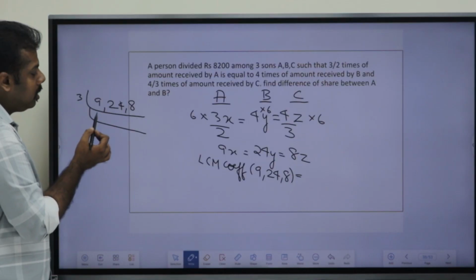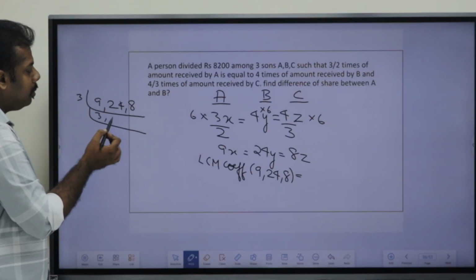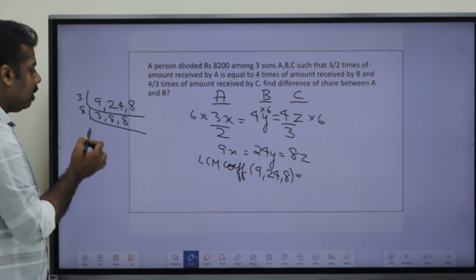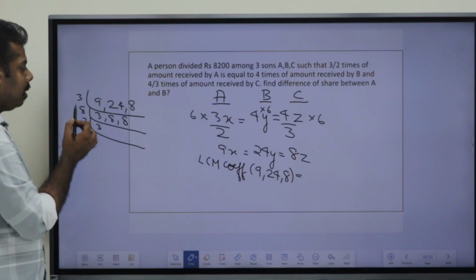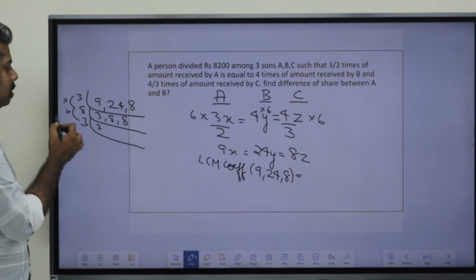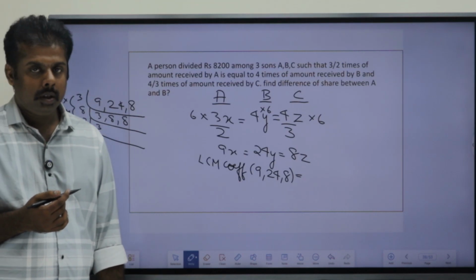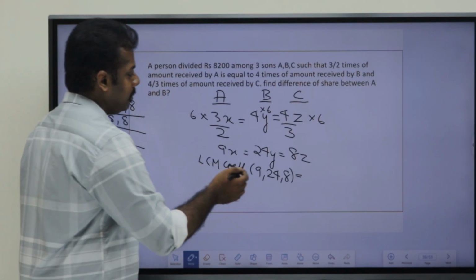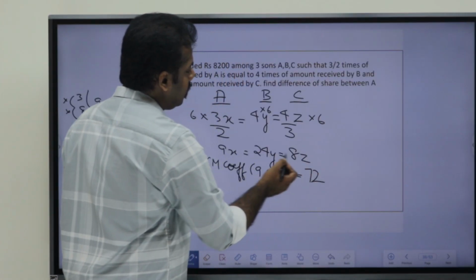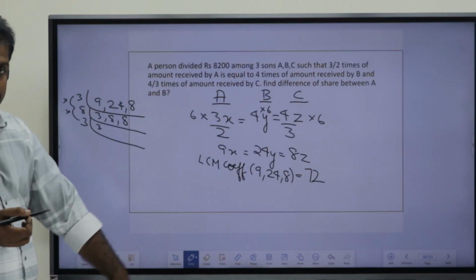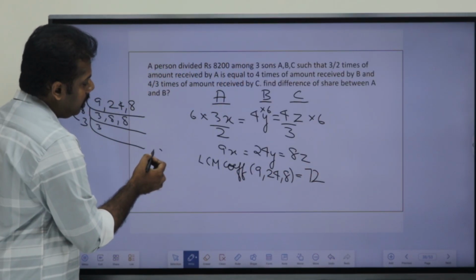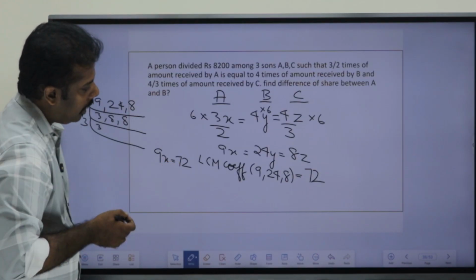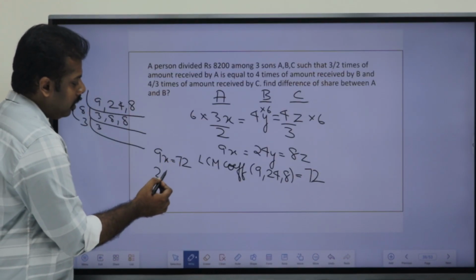So, 3 3s are 9. 24 by 3 is 8, and we are getting 8. We can go with 8 again, and we will be left with 3. So, LCM is a product of these numbers, that is 3 into 8 into 3. Otherwise, we can say it is 8 into 9, that is 72. So, we have got the LCM as 72 here. Now, equate every term with the LCM. So, what we are going to get? 9x is equal to 72. Likewise, 24y equal to 72.